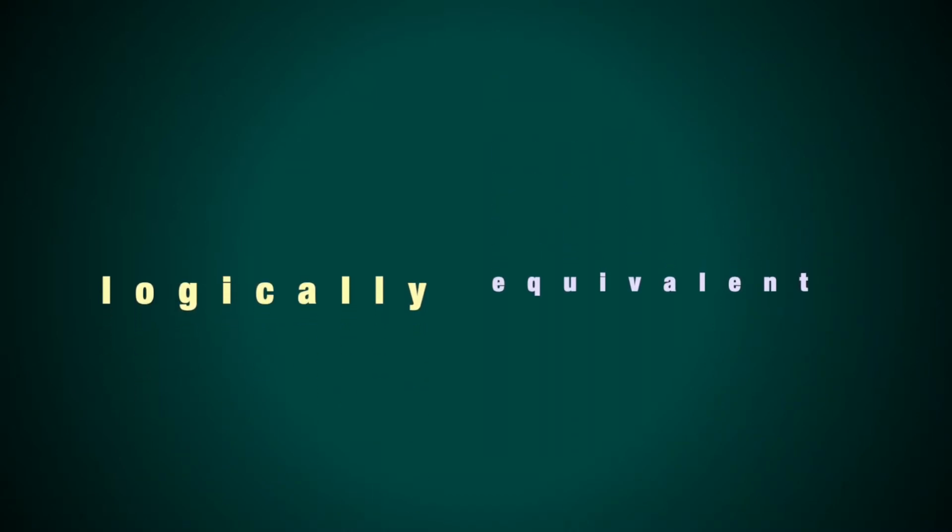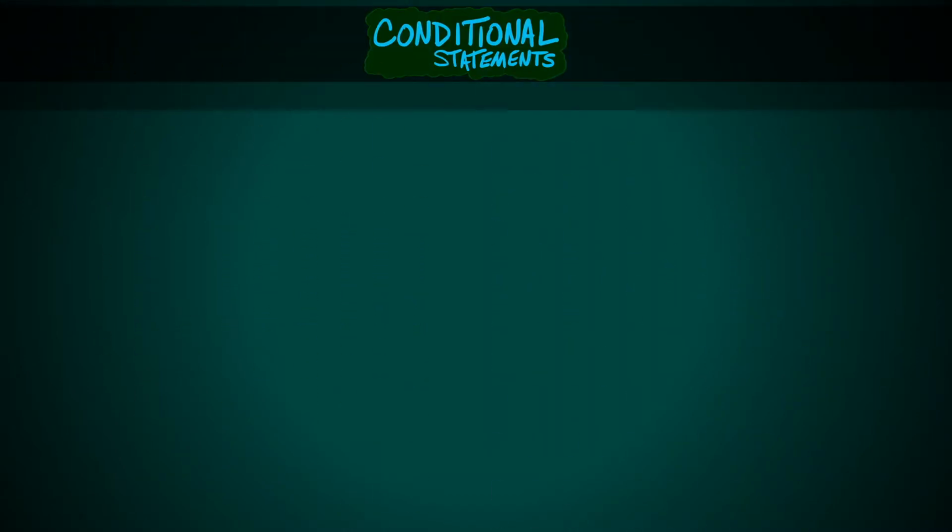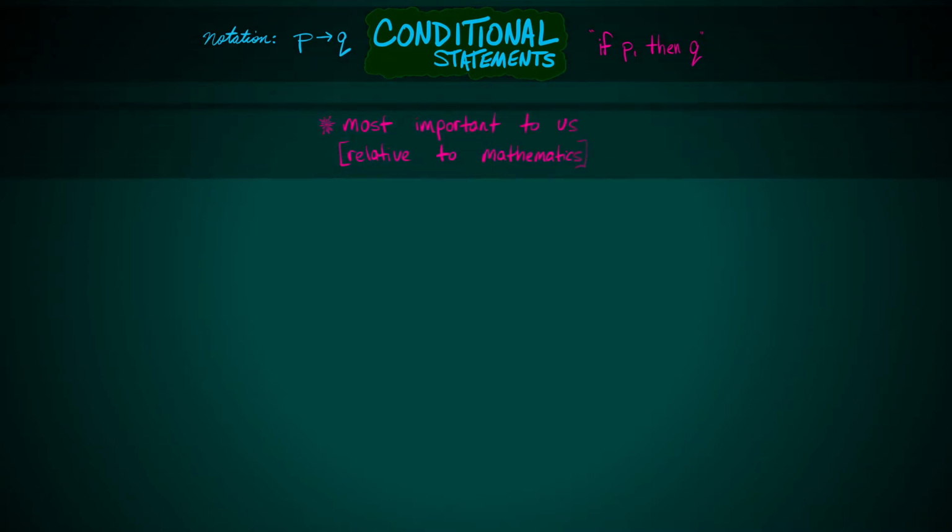All right, conditional statements. So we use these in mathematics quite a bit. This is actually the most common type of statement that we're going to see. And they're always going to be in the form if P then Q. And our notation for that is P with that arrow there, and then Q, a single-lined arrow. So these are the most important thing to us, because that's pretty much how all of our theorems are going to be formed. And without them, we couldn't build mathematics.